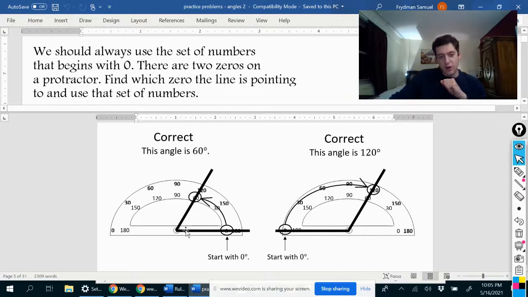So this line over here is pointing towards this 0. I know that the line is sort of covering the 0, so you can't see it, but this is where the 0 is. Okay, so as I move along here, I should be using this inside set of numbers because that's the set of numbers that starts with 0. So 0, 30, 60. So I would say that this angle over here is 60 degrees. If I had used the other set of numbers, then I might have thought that the angle was 120 degrees.